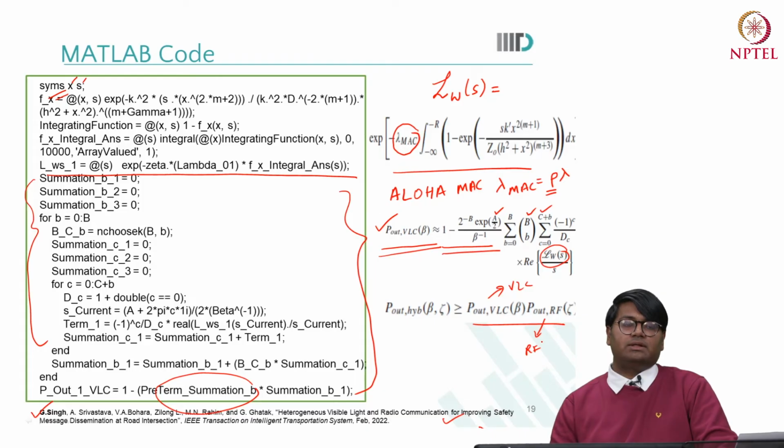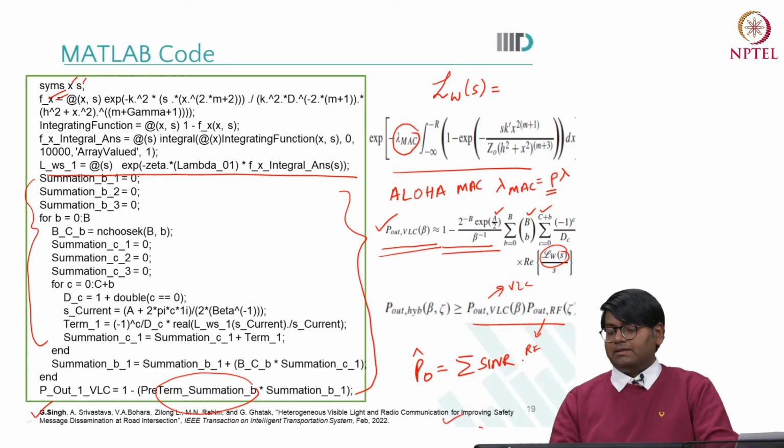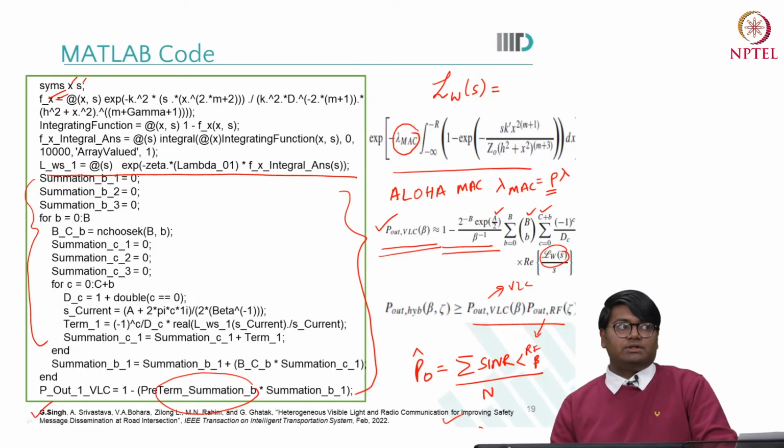Again, in order to obtain the simulation results, we need to compute the signal to interference plus noise ratio and compare it with some SINR threshold, say beta. We count the number of times this SINR is less than the threshold, and compute the outage probability as the ratio of that count to the total number of simulation runs, as we have done previously. This is how we calculate the simulation results.